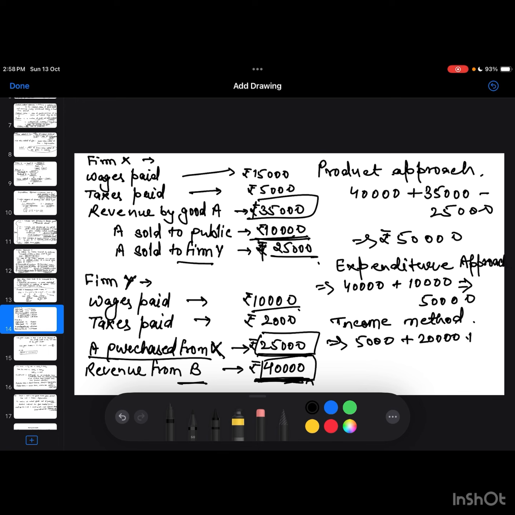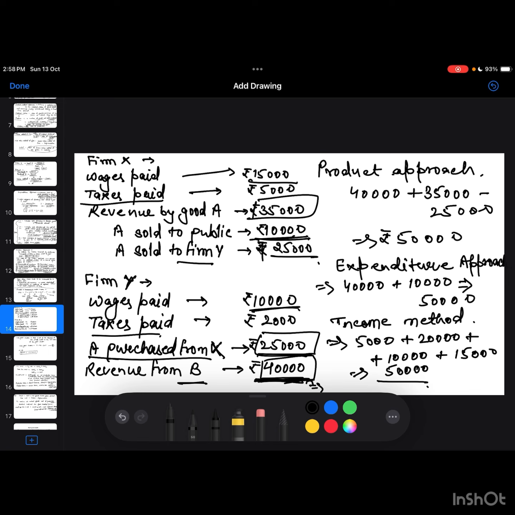Now we will add 10,000 and 15,000, that are income of the workers. 10,000 plus 15,000, and it will be 50,000 again. Here we did not include the taxes, but if we add up taxes, then also the answer will be same, that is 50,000.